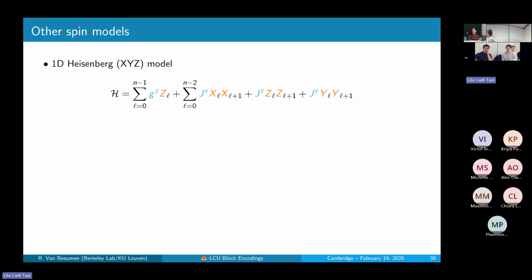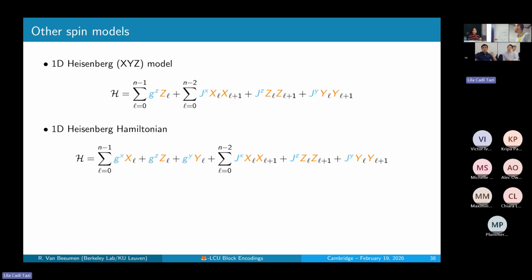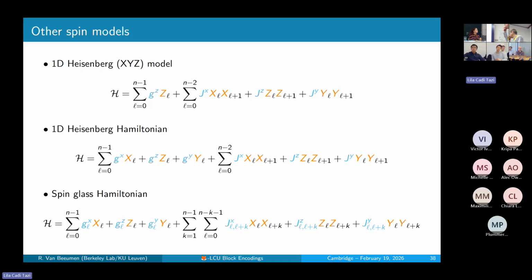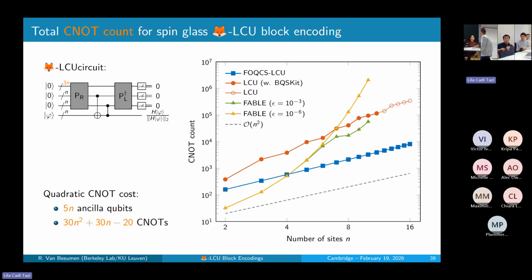We can do it for other spin models. Here is the XYZ model, the 1D Heisenberg model. And then we've also generalized it for spin glass Hamiltonians, where now we don't have constant terms, but these terms can vary. Since we have a double sum here, instead of a linear number of coefficients, we have a quadratic number of coefficients, and basically a quadratic number of classical input. And then if we look at the total CNOT count, we see that the FOQCS LCU has a quadratic complexity, whereas the standard LCU has almost 2 orders of magnitude more CNOTs we have to apply.